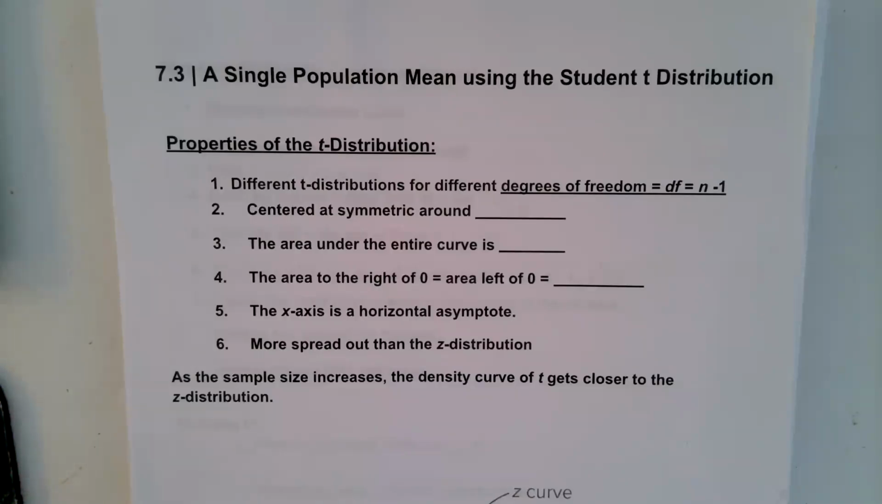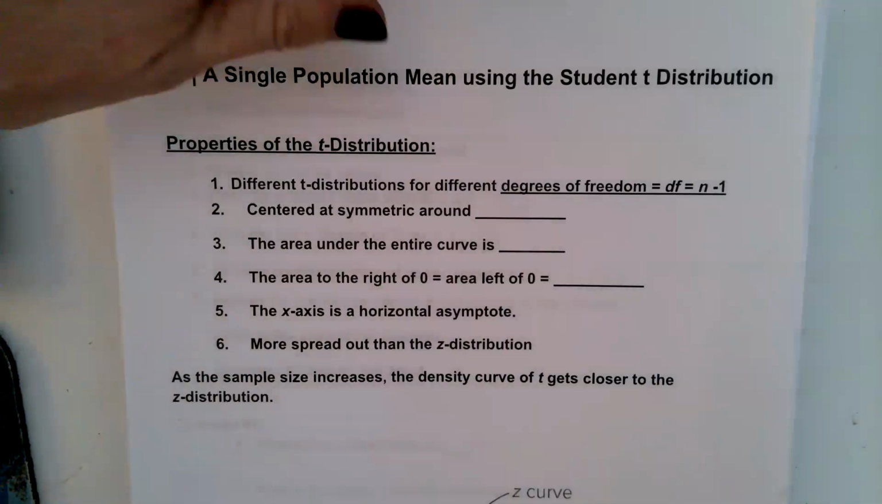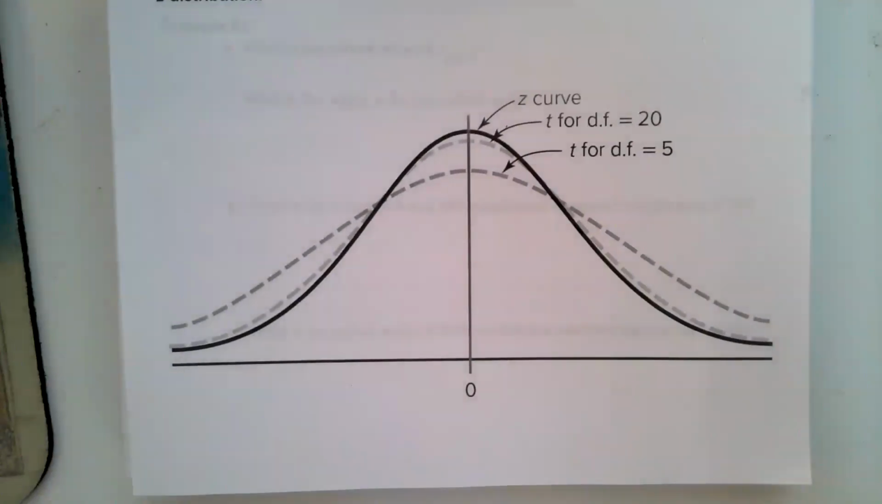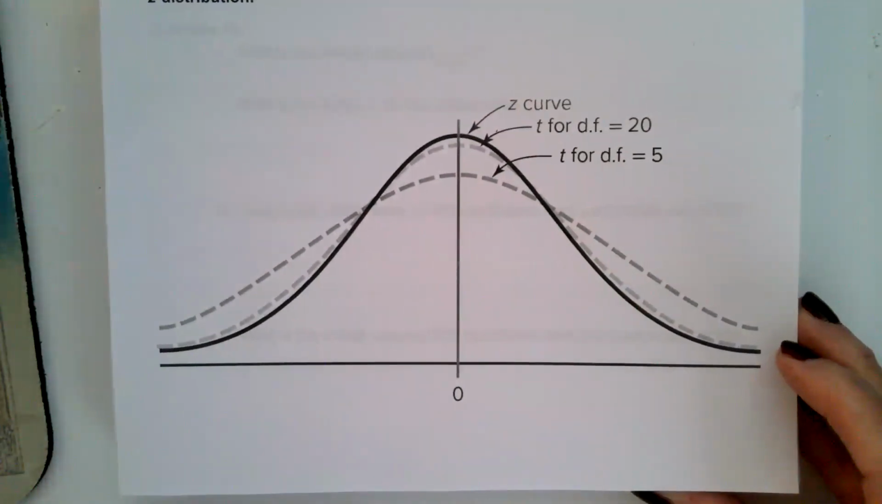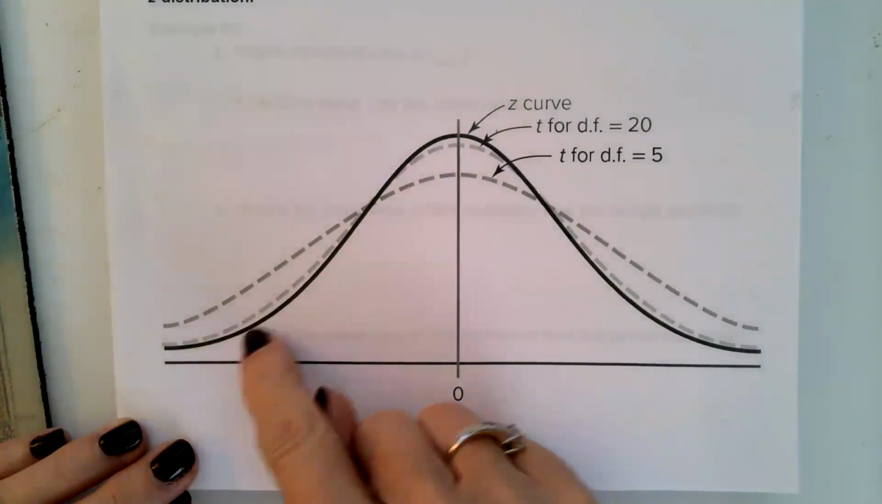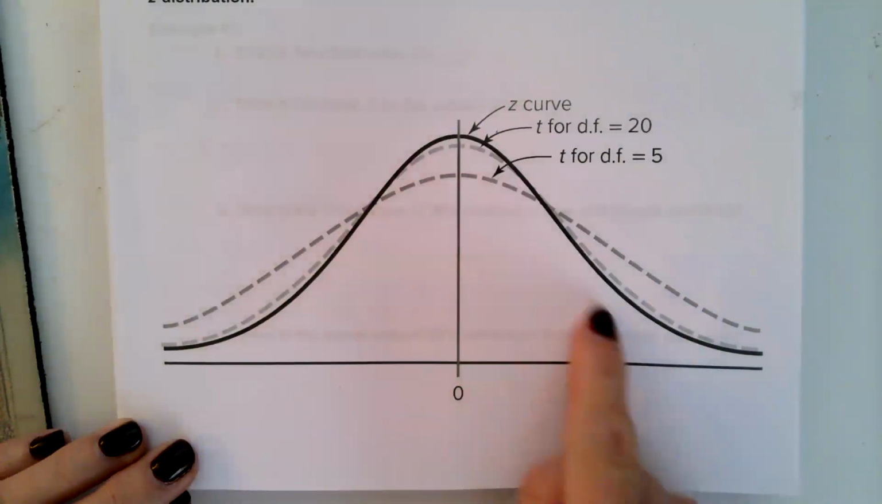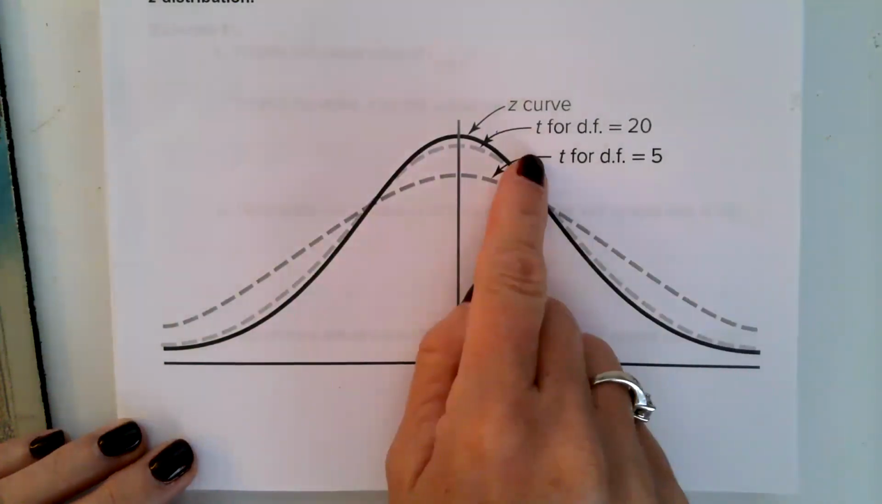Welcome back for lesson 7.3. You're going to do your first official confidence interval today. Pretty exciting. And before we can do that, we have to discuss a new distribution. And you'll see that this looks very much like the Z-curve, which is the dark black line. This is called the T distribution.